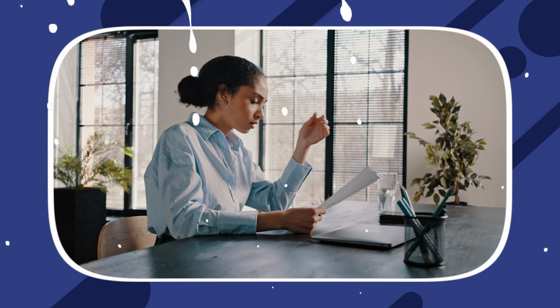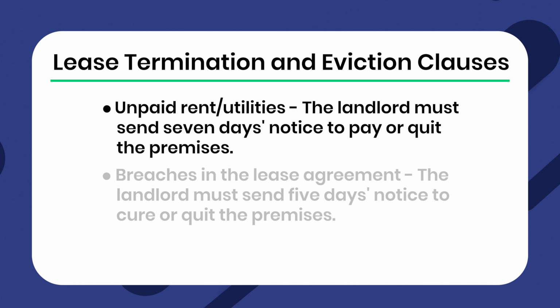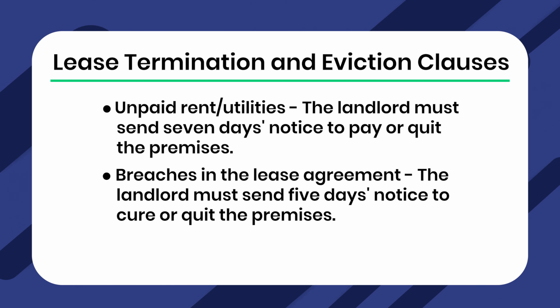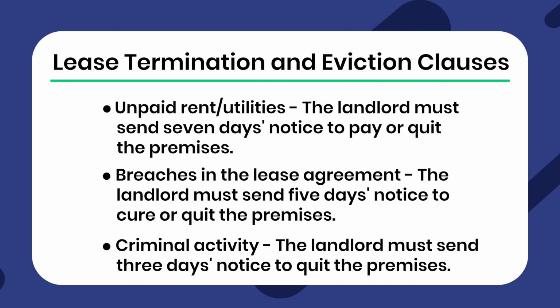Changing to the landlord's side, they may choose to terminate the lease and send a written notice of eviction to their tenant for the following reasons: unpaid rent or utilities. The landlord must send 7 days notice to pay or quit the premises. Breaches in the lease agreement. The landlord must send 5 days notice to cure or quit the premises. Criminal activity. The landlord must send 3 days notice to quit the premises. Tenants in a fixed monthly lease have the right to receive at least 30 days of eviction notice.